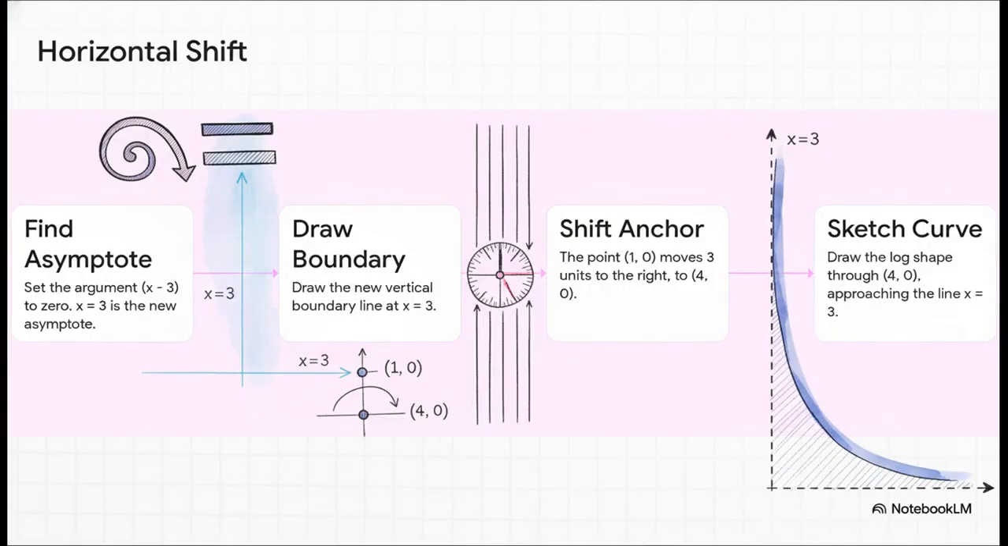It's a really simple 4-step process. Step 1, find your new asymptote. All you do is take whatever is inside the parentheses, in this case x minus 3, and set it to 0. That gives us x equals 3. Boom. Step 2, draw that new boundary line. Step 3, shift your anchor point. Our original point was (1, 0), right? We just move it 3 units to the right so it lands on (4, 0). And finally, step 4, just sketch that classic log curve right through your new anchor, making sure it gets closer and closer to your new asymptote.